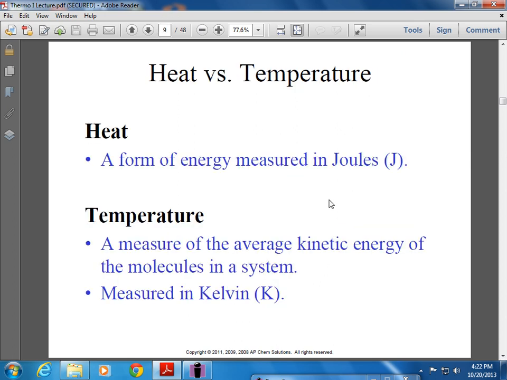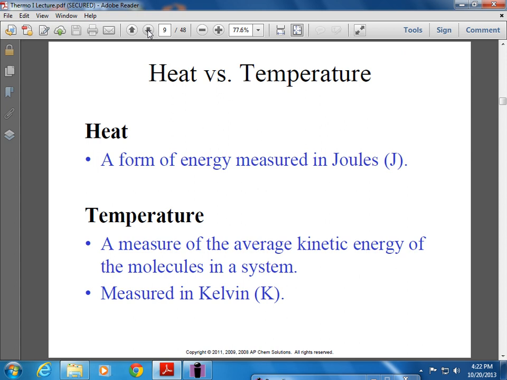Heat versus temperature. We measure heat in the form of joules, capital J, kilograms times meters squared over seconds squared. We think about that in physics. Joules, we're talking about measuring heat in this case. Temperature is the average kinetic energy of the system, and we measure that in Kelvin. Remember, it's not really degrees Kelvin, it's just Kelvin itself, because that's the absolute scale. You can't ever get below 0 Kelvin. That's a measure of the average kinetic energy of that system.